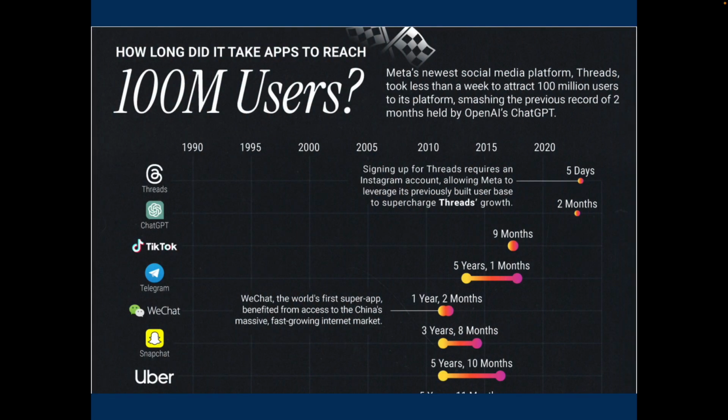Then I got this graphic. Sorry, I haven't got the reference for it, but it shows how long it took some of these apps to reach so many users. You can see Threads is 5 days for 100 million, 2 months for ChatGPT, as we just know there, and you've got TikTok, Telegram, and so on. I thought that's pretty cool to get people into where I'm coming from and where technology is and how fast it's adapting.